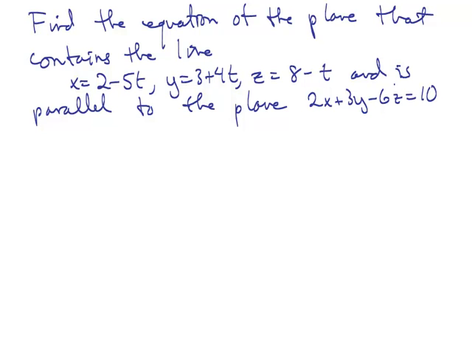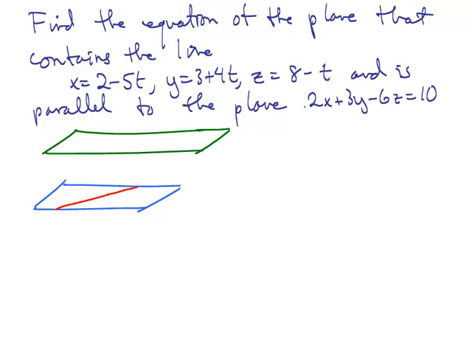Alright, so here's our situation now. Here's the plane that we're trying to find, and we have some line that runs through this plane. Let me just draw some line running through this plane here with those parametric equations. X is 2 minus 5t, y is 3 plus 4t, z is 8 minus t. I've got another plane existing in space which is parallel to the plane I'm trying to find. I know something about this plane. In particular, I know its equation: 2x plus 3y minus 6z equals 10.